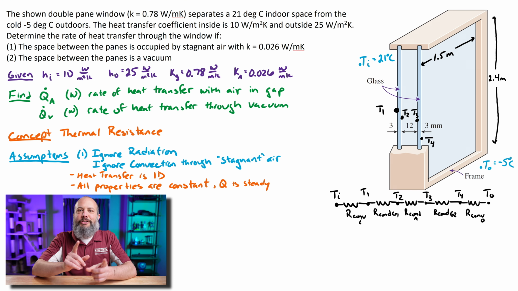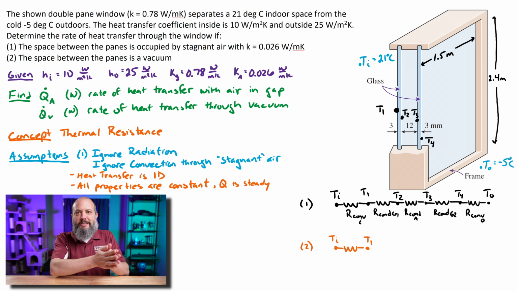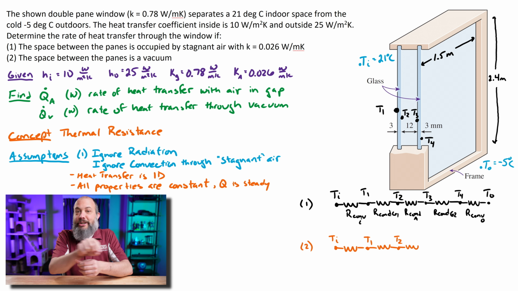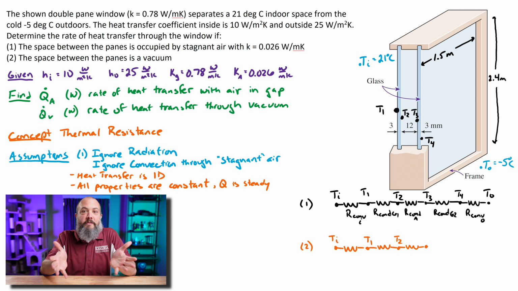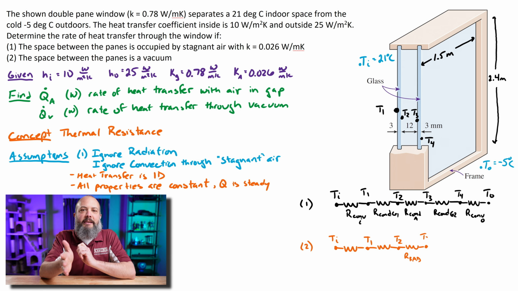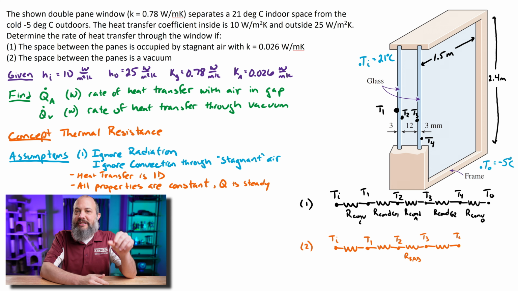All right, so then electrical circuit for the second part where we've just got a vacuum in the center. It's going to be almost the same thing. You've still got convection from the air inside to the surface of the glass, conduction through the glass. If there's no air in between, there can't be conduction through the air or convection from moving air. The only way for heat to get from one surface to the other through a vacuum is radiation. So we'll put a resistance there for radiation jumping from the inside of one pane to the inside of the other pane. Then we still have the regular conduction through the second pane of glass and then convection out to the cold air outside.